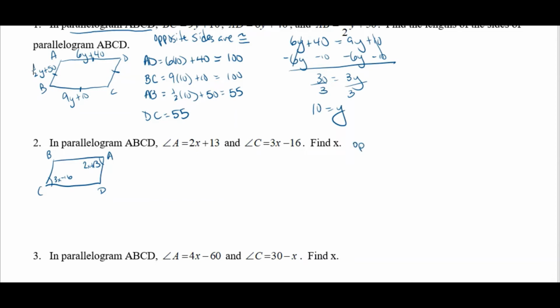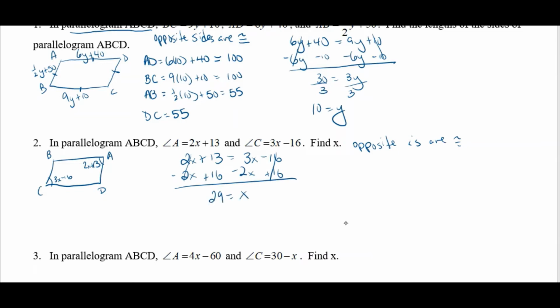So our property we're going to use here is that opposite angles are congruent. And then we're going to go ahead and make our equation. So we can do 2x plus 13 is equal to 3x minus 16. Get the x's on the same side first. Okay. And then we can move that 16 over. So the x's are by themselves, numbers on the other side, undo the addition and subtraction first. Okay. So we're going to get 29 is equal to x.